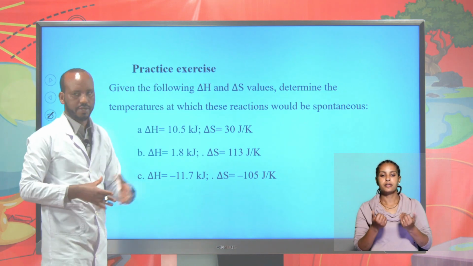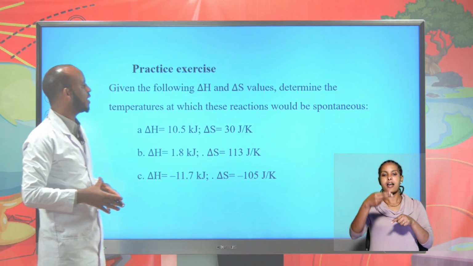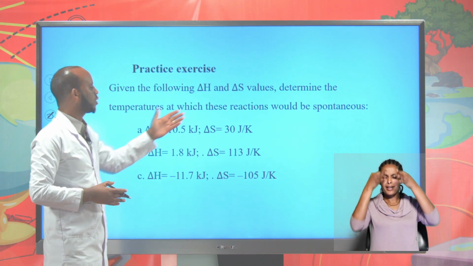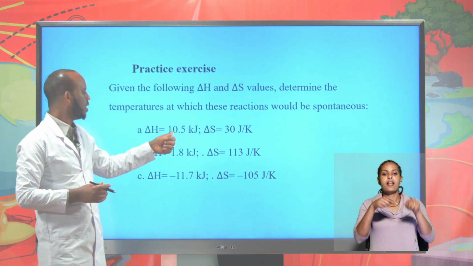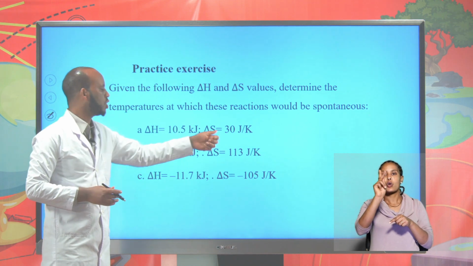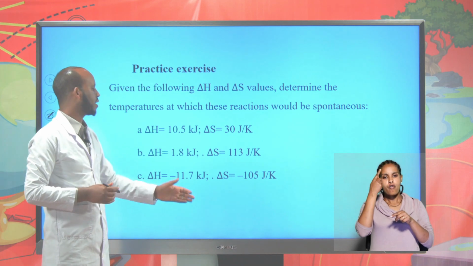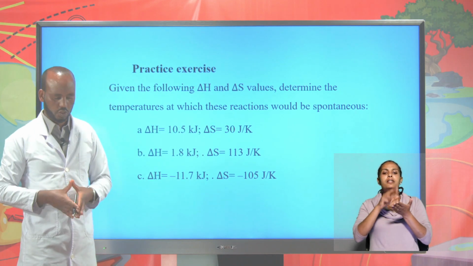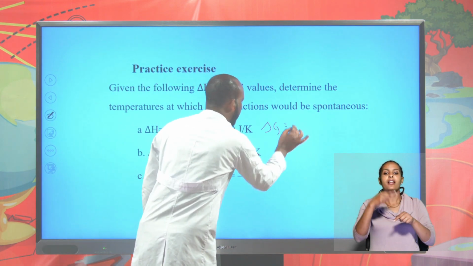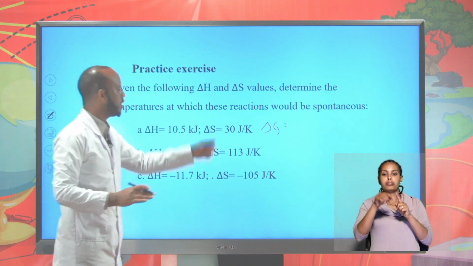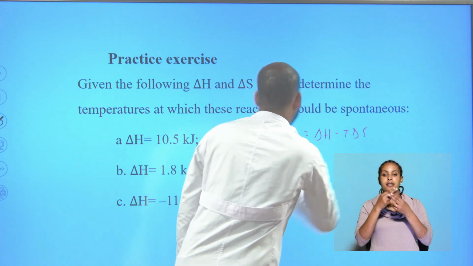Let us do together. Given the following delta H and delta S values, determine the temperature at which these reactions would be spontaneous. A, delta H equal 10.5 kilojoule, delta S equal 13 joule per Kelvin. For what temperature would this reaction be spontaneous? We said the Gibbs free energy change, delta G, relates enthalpy change and entropy change through this equation, delta G equals delta H minus T times delta S.